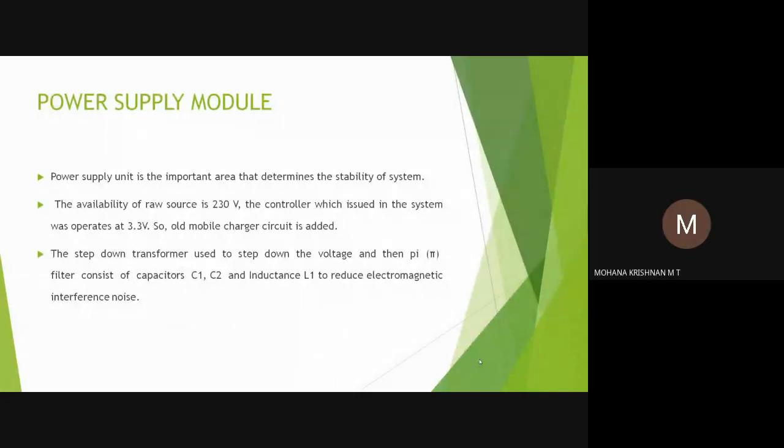Power supply unit. The power supply unit is the important area that determines the stability of the system. The step down transformer is used to step down the voltage, and then the pi filter consists of capacitors C1, C2 and inductance L1 to reduce electromagnetic interference noise.